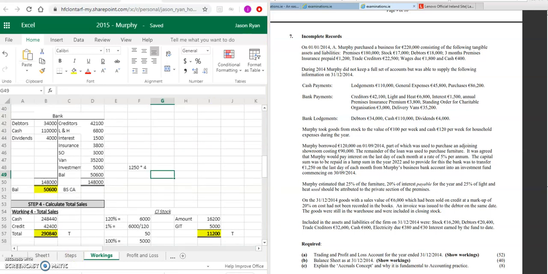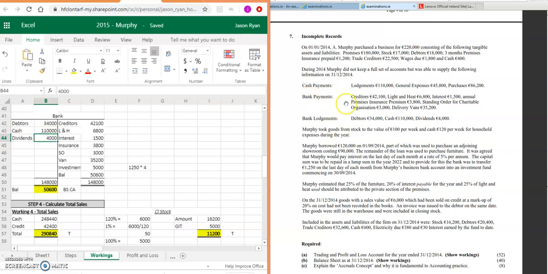Your bank debt. Okay, so for your bank, once again, you've got bank payment here. So you've got also your bank lodgements. So you've got your debtors, 34,000, cash 110,000, dividends 4,000. They all go in because they're bank lodgements. Bank is an asset. It's going to increase it, so it goes on the debit side. So bank 34,000, debtors 34,000, cash 110,000, dividends 4,000.